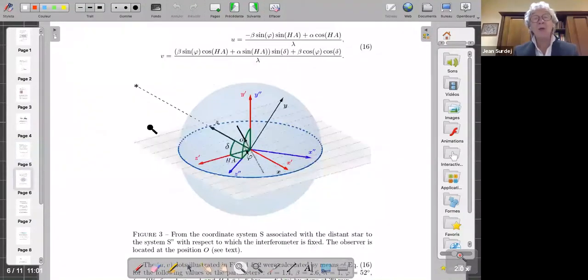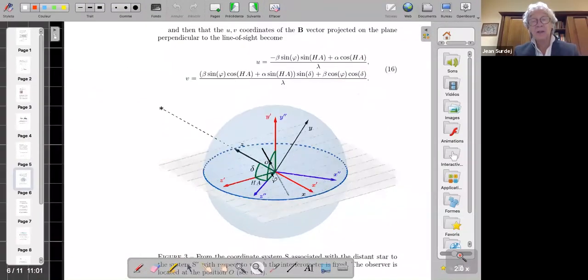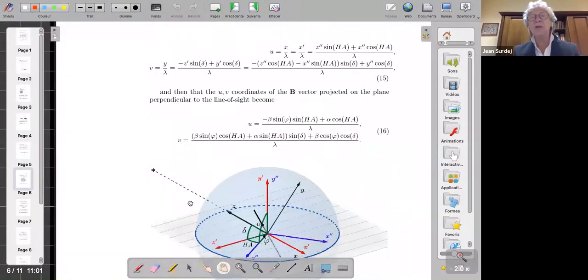What you do next, you just put the coordinates. This is the final transformation to go from a given location on Earth to the UV frequency. When you set here the coordinates of any given baseline, which is defined as alpha times a unit vector along the east-west direction plus beta times a unit vector along the south-north direction, you obtain these final results. So you see that the UV frequencies depend, of course, on the wavelength, on the latitude of the observer, on the hour angle, on the declination of the star, and finally on alpha and beta, which are the coordinates of the baseline on the ground.